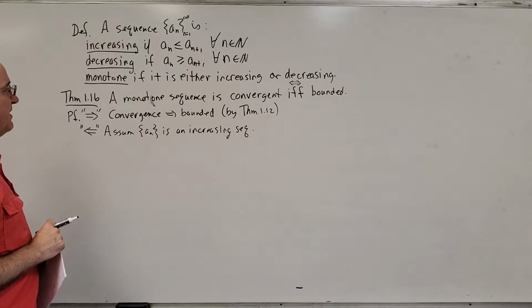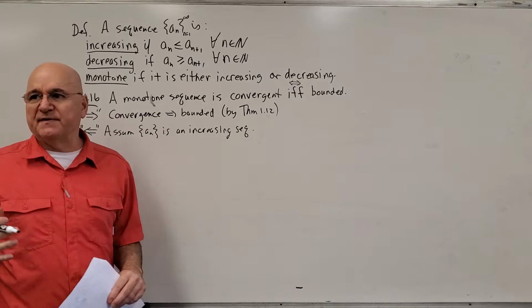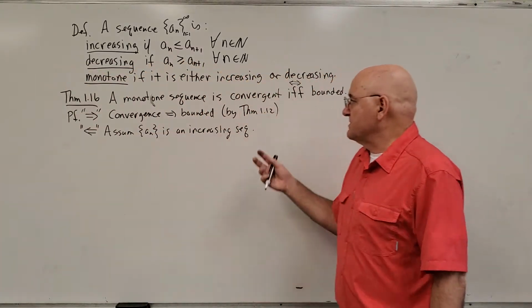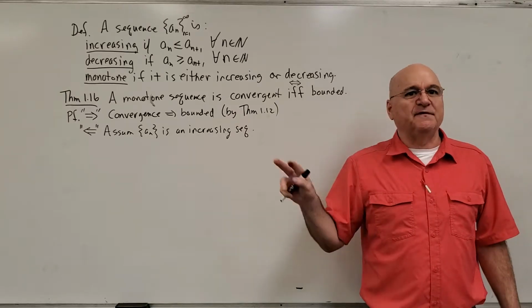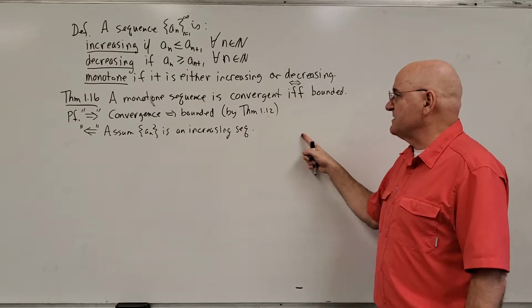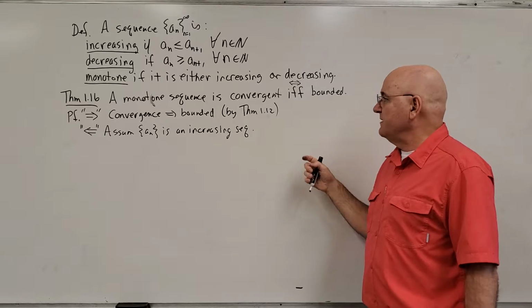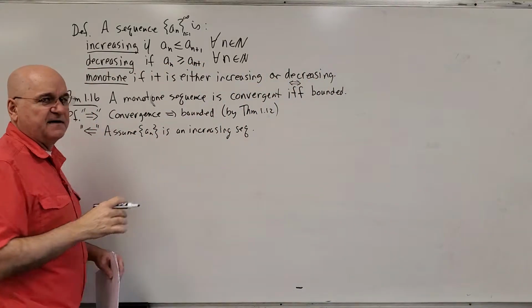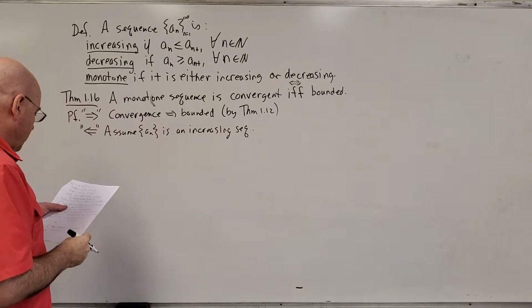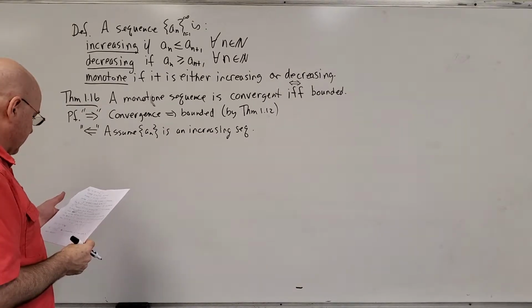We're starting with a monotone sequence. Now, what I normally write in parentheses here is, well, suppose it's decreasing. The proof is going to be almost identical except for a couple of characters. So I frequently will say that if it's decreasing, the proof is similar, and that's acceptable because it is, like I said, nearly identical. So we'll assume that it's an increasing sequence.